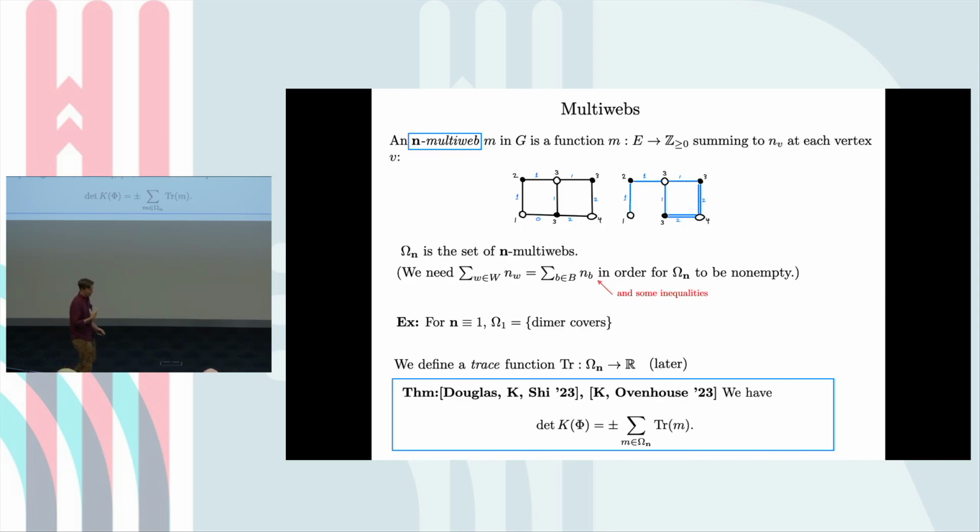All right, so now that's the background data, these matrices. Now there are some combinatorial objects which generalize dimers, and those are called multiwebs. What's a multiweb? An n-multiweb is an assignment to each edge of a non-negative integer. So it's a function from the edges to non-negative integers. And at each vertex, the values on the edges around that vertex have to sum up to the vertex multiplicity. So the blue here is my multiweb. It's just an integer function on the edges, which sums to the corresponding value at the vertex.